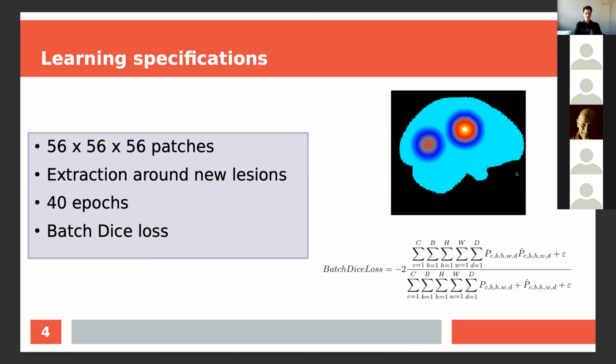Then for the learning, we run on 56x56x56 patches, which were extracted mainly around new lesions, as you might see here, to avoid the problem of dealing with void patches most of the time. What you can see here is a probability map of patch extraction, so it is preferred around lesions. The neural network has been trained for around 140 epochs with the batch dice loss, which is a dice loss computed over the whole batch instead of computed over each patch and averaged.